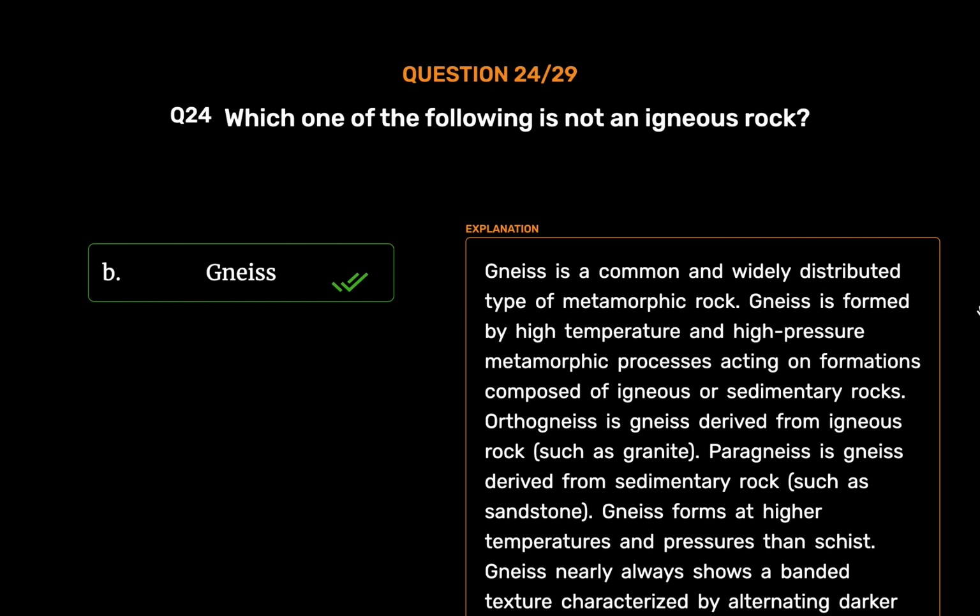Gneiss is formed by high temperature and high pressure metamorphic processes acting on formations composed of igneous or sedimentary rocks. Orthogneiss is gneiss derived from igneous rock, such as granite, while paragneiss is gneiss derived from sedimentary rock, such as sandstone. Gneiss forms at higher temperatures and pressures than schist. Gneiss nearly always shows a banded texture characterized by alternating darker and lighter colored bands and without a distinct foliation.